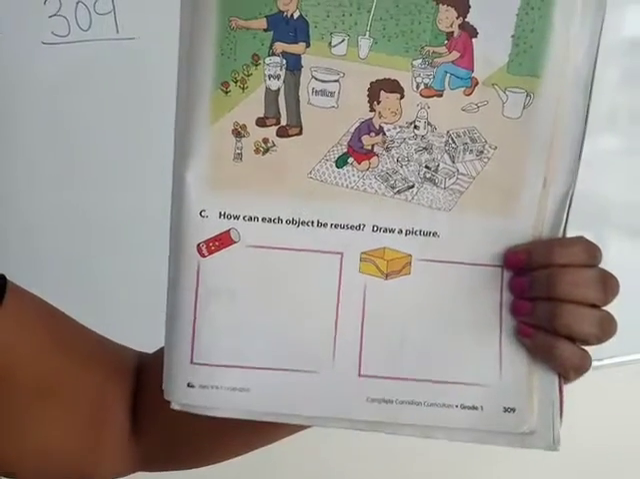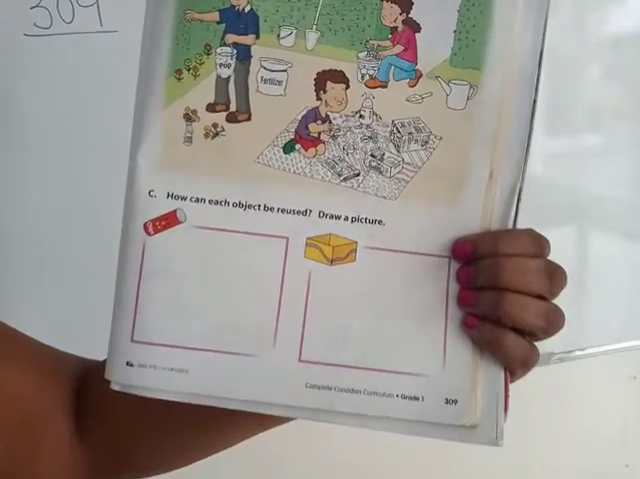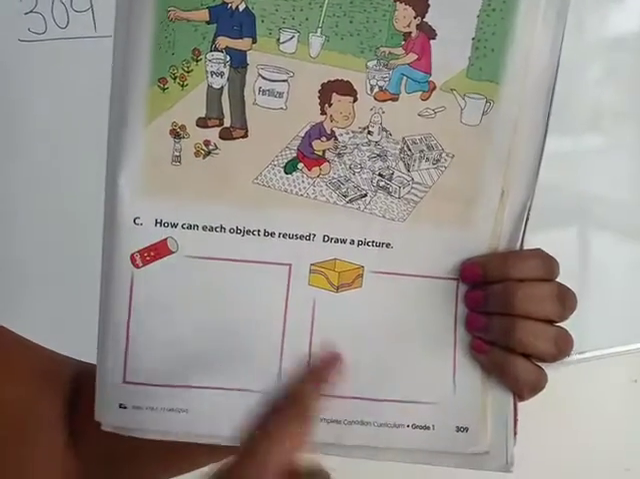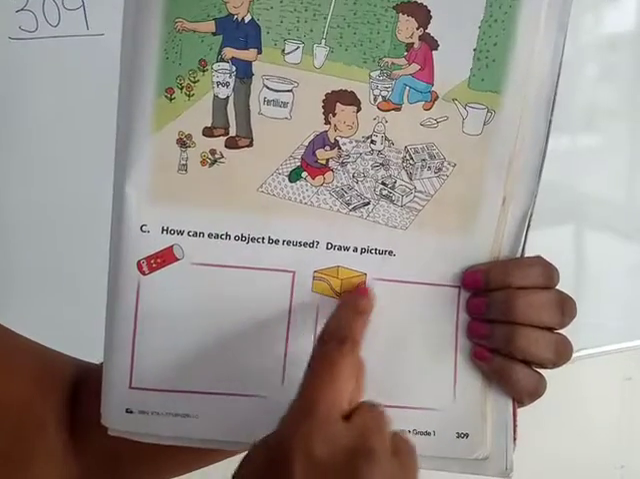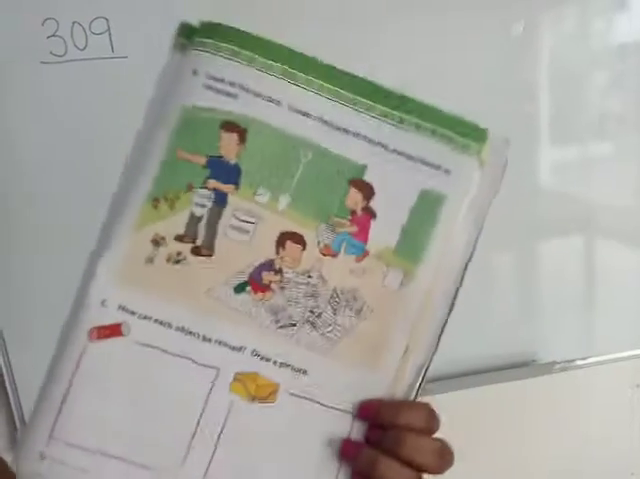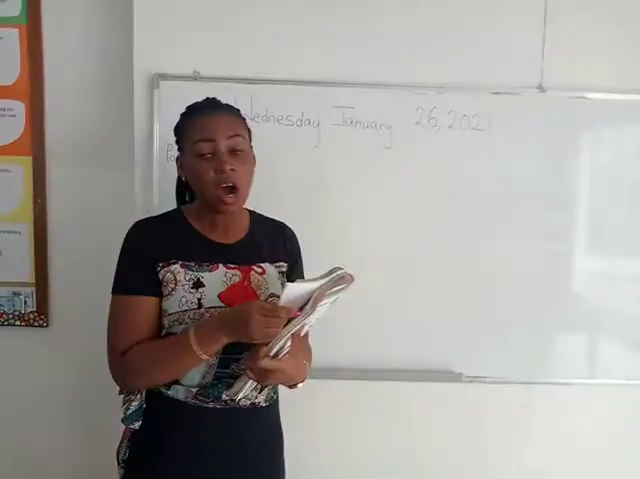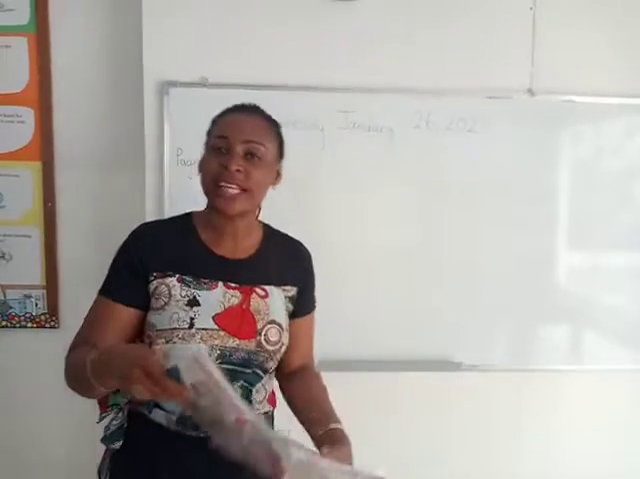And here we have a box. Let's just say it's a box of chocolates, and you're done with the contents. How can you reuse this box? Draw the way you reuse the box in the space. And when you're done with that, you take a picture of your work and you send it to me, or you upload it on your portfolio in Class Dojo.